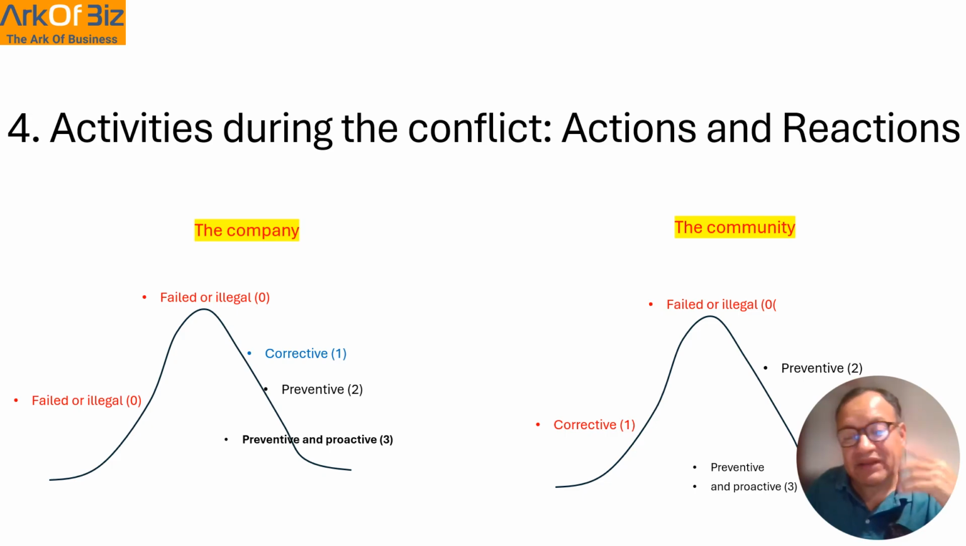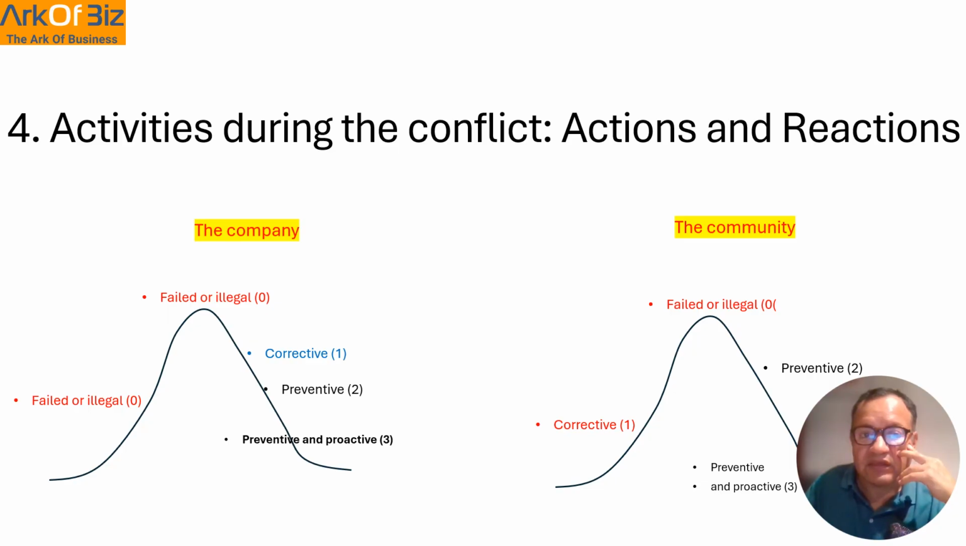But at the same time, in the community graph, you see here, the curve starts with a corrective reaction, asking for the actions to be corrected or compensated. So if the company ignores the complaints, the conflict escalates further, sometimes pushing the community into failed activities themselves, like blocking roads or staging protests. After that, the community participates in negotiation and engages in preventing and proactive activities, helping rebuild trust and cooperation.